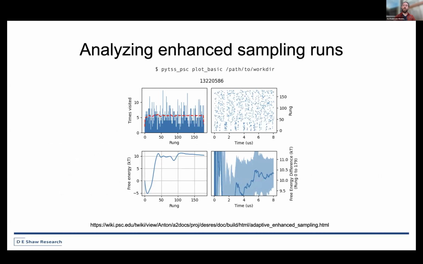Okay, so when you're running this analysis, the command is at the top. You run pytss psc plot basic, and give it the path to your working directory. And you get these 4 plots here. The top 2 plots are showing you how it's exploring the different lambda values, or rungs, as we call them, in the ladder. The top left plot is a histogram of, for a given rung, how much time it's spent there versus this red line, which is the target for how much time it should spend there.